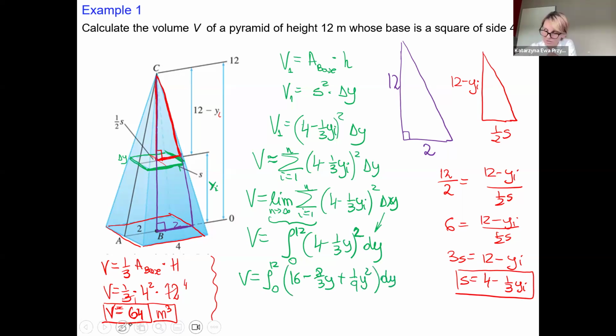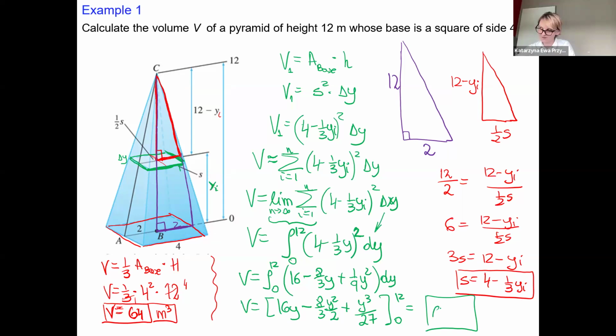Okay, and now we have to integrate. Integral of 16 dy will be 16y. Integral of 8/3 y will be 8/3 y squared over 2. We can simplify. And this one will be y cubed over 3 times 9, 27, from 0 to 12. When we substitute 0 it is 0. When we substitute 12, maybe you can check later, but we know that the answer is 64 cubic meters.